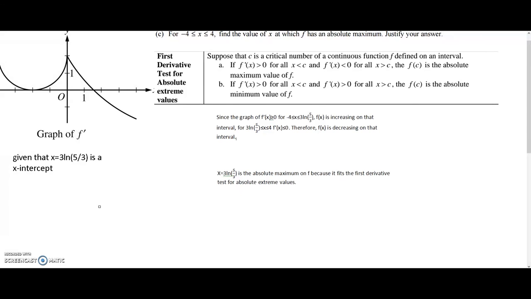Since the graph of f prime of x is greater than 0 for negative 4 ≤ x ≤ 3 ln of 5 thirds, f of x is increasing on that interval. For 3 ln of 5 thirds ≤ x ≤ 4, f prime of x is less than 0. Therefore, f of x is decreasing on that interval. x equals 3 ln of 5 thirds is the absolute maximum of f because it fits the first derivative test for absolute extreme values.